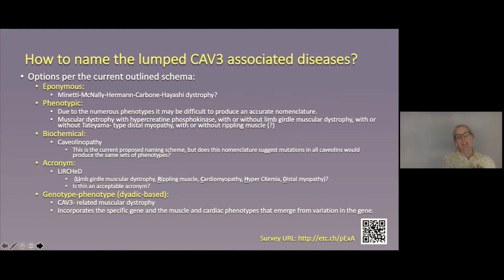So let's go back to those options that we had on how to name a disease entity. Well, we could go with the eponymous name. And at this point, if we did it, we would be into a situation of Minetti, McNally, Herman, Carbone, Hayashi dystrophy, because we can't just limit it potentially to one person. Each one of these disease entities was discovered or asserted by a different individual. So at this point, it would be really combining them all.